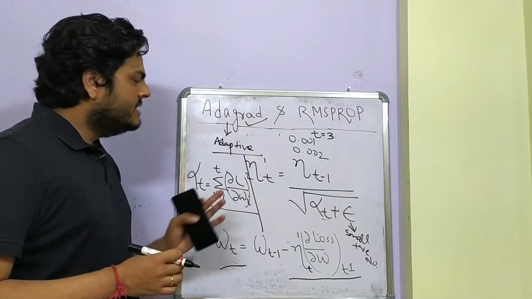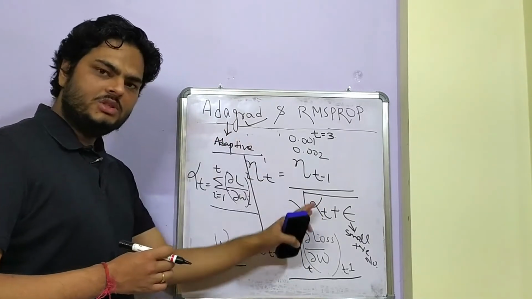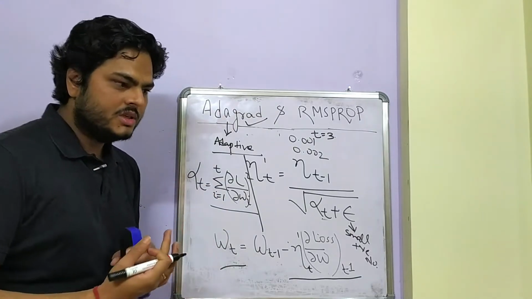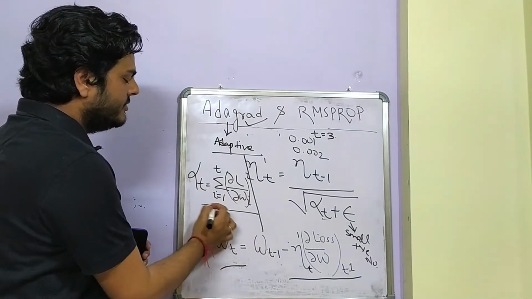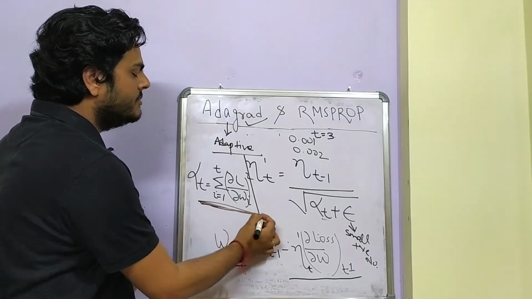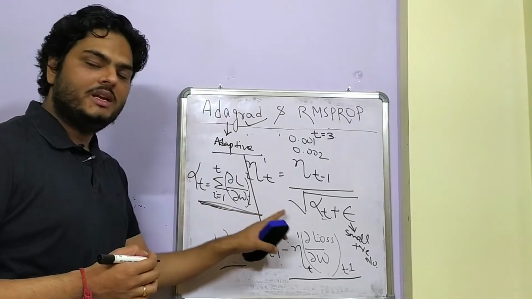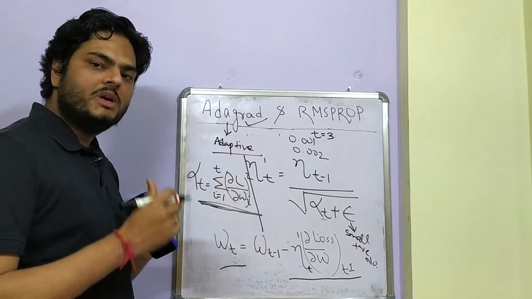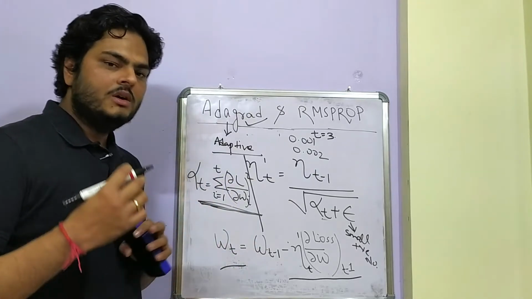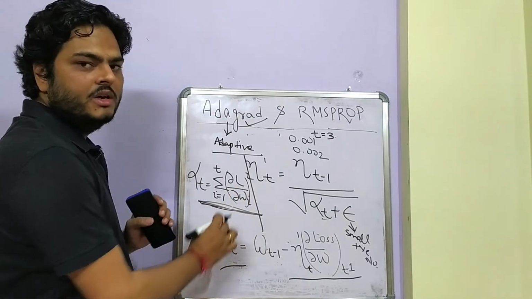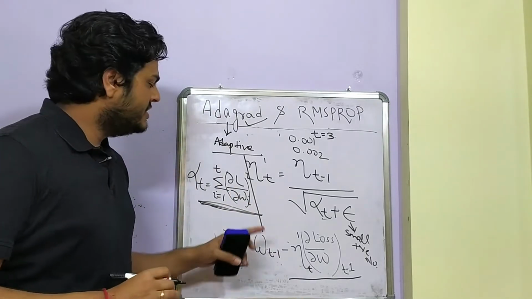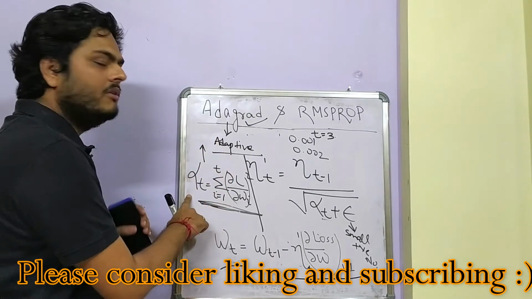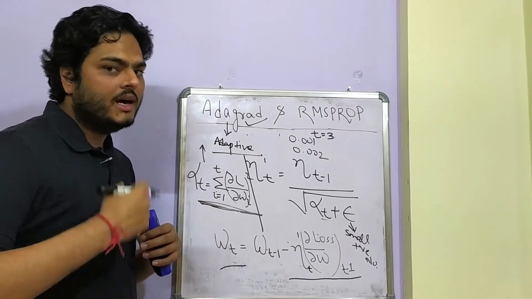Having said that, is there any disadvantage of this approach? The answer is yes. The disadvantage of this approach is, if you see this term carefully here, in this term we are taking all the previous gradients, all the previous loss function derivatives with respect to all the previous weights, and we are squaring these terms. There is a possibility that this term might be very high. There is a possibility that this alpha t might be very high.